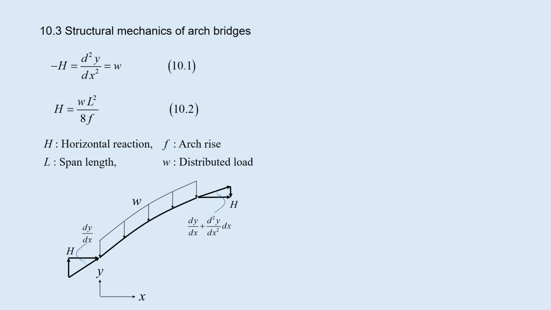10.3 Structural mechanics of arch bridges. When the arch rib shape is properly adopted, all the vertical loads can be supported only by the axial force of the arch rib. The arch shape must satisfy equation 10.1, which can be obtained by the equilibrium equation. For the equally distributed load W, the arch rib is a parabola and the horizontal reaction H is obtained by equation 10.2.